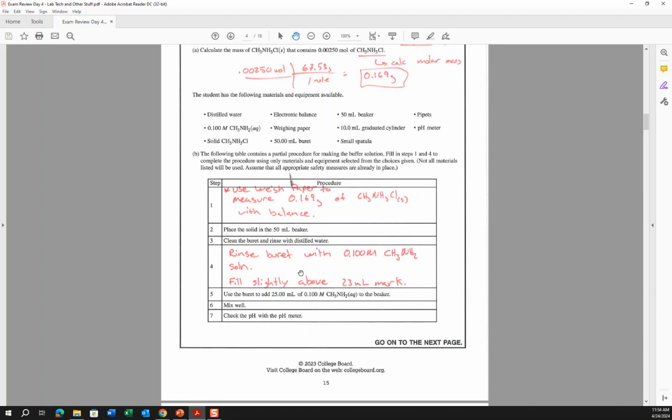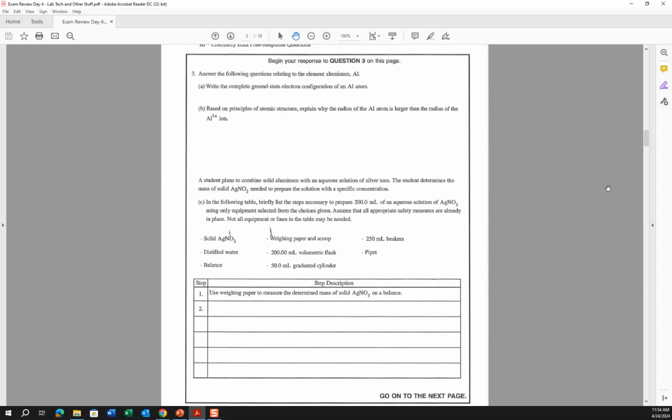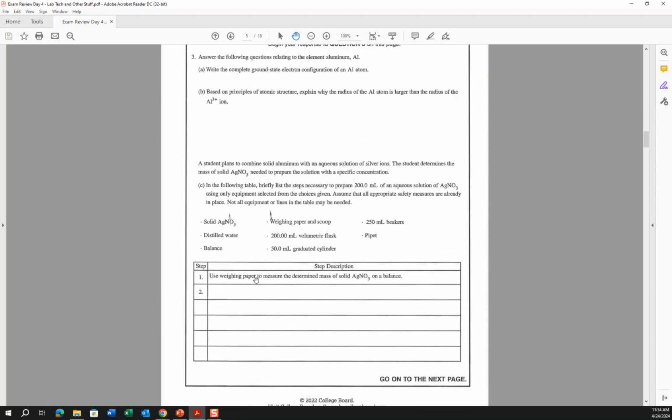So you want to rinse it with the solution and then measure it and then fill it up, okay? So in this question, again, they give us weigh paper. It looks like we're measuring the mass of the solid. They already gave us that. But notice, this was, I think, 2 years ago, and this one was last year's exam. 2 years ago, they gave us this, and they said use the weigh paper. Okay, that's great. Remember, we're using our volumetric flask here. It's 200 mL, okay?